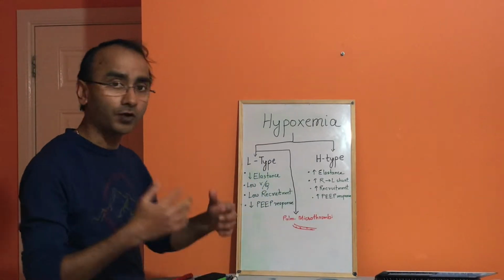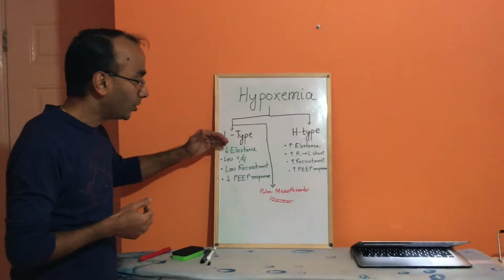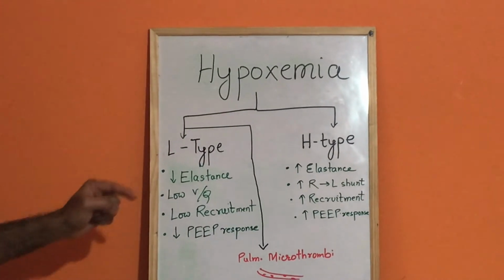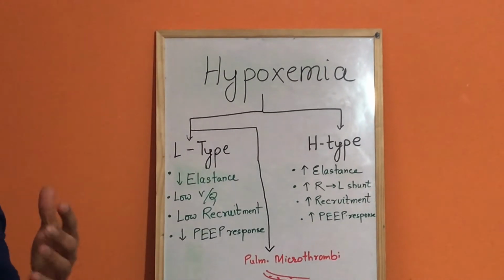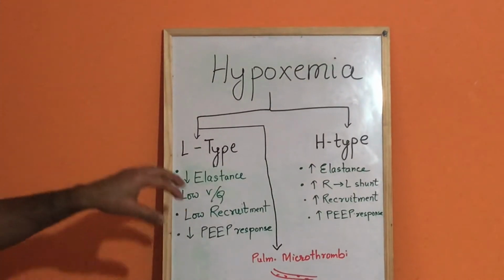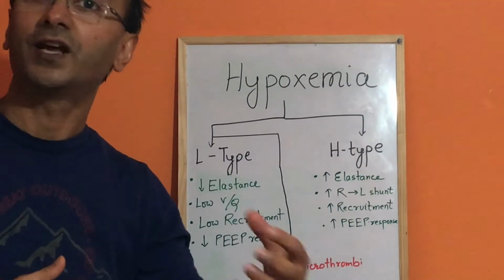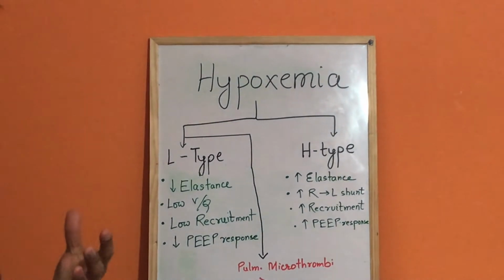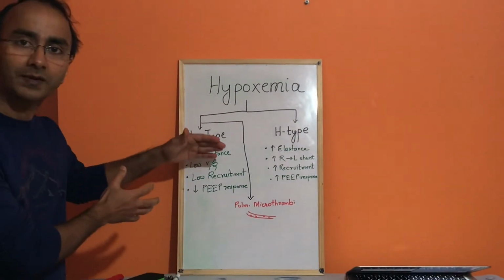The L, which stands for low, in that phenotype we see low elastance, or their compliance of the lungs is reasonably good. Next, the ventilation perfusion in these patients is very badly mismatched. If these patients get intubated, it's difficult to recruit them, they are not recruitable. And lastly, they don't respond to higher PIP. So this is the typical L phenotype classification.